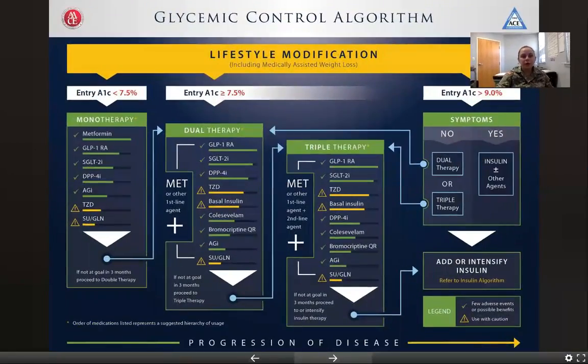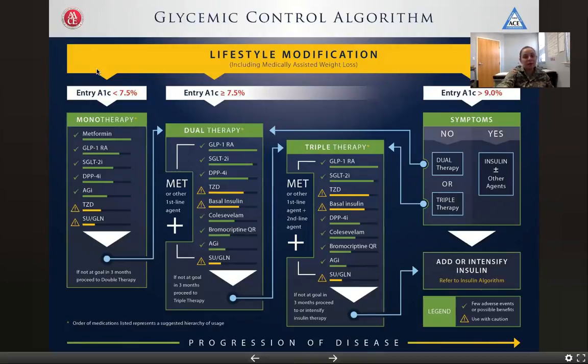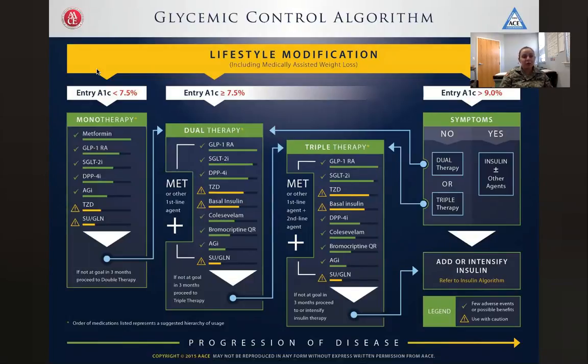So according to the American Academy of Clinical Endocrinologists, with an A1C under 7.5 like Shelley, we could start on monotherapy with any medication in this list. We should try to optimize her medication within 3 months, meaning we want to get to her goal of under 7% within 3 months of starting the medication. And if we're not, then we're going to go to dual therapy.